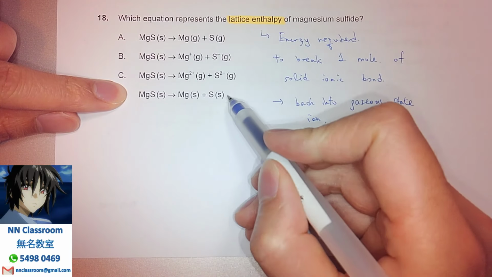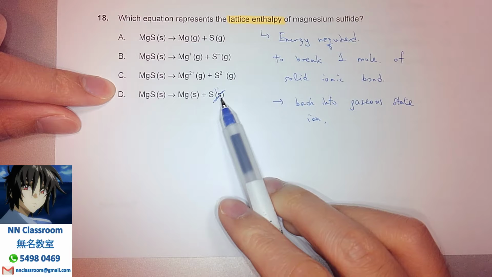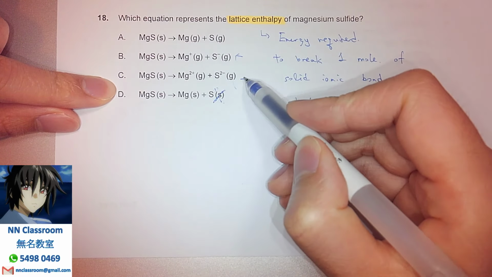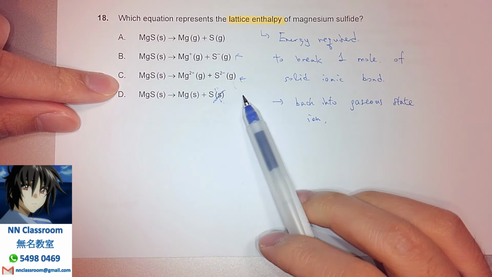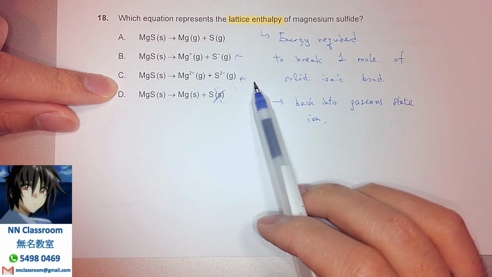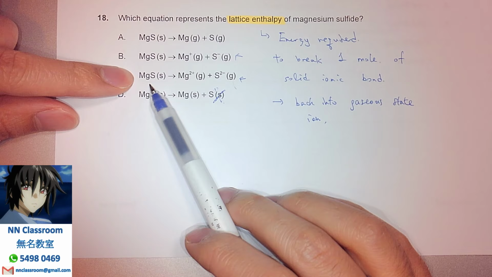So gaseous state means that part D is going to be wrong, and it must be in the ion form. So what we can sort out now is B or C. But whether B or C is true depends on our understanding of the charges of the ions. As you can see, magnesium is a group 2 element and sulfur is group 16.